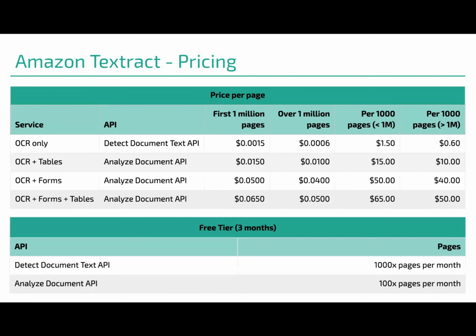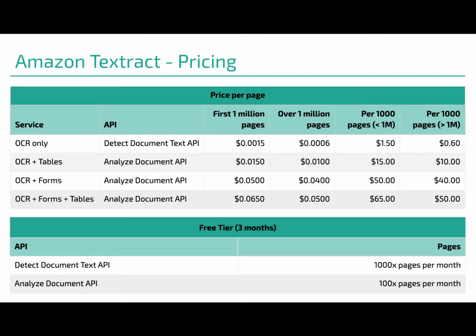In terms of costing, let's take a quick look at costing. And so, as I said before, there's two different APIs. The one being the Detect Document Text API, which is for OCR only, and the other one being the Analyze Document API, which is for OCR with tables or forms. If we take a look at the cost there, it's maybe easiest to look at 1,000 pages or so. The cost for OCR being about $1.50 for 1,000 pages. And then the cost for more specific things like your tables and forms would go up quite a bit.